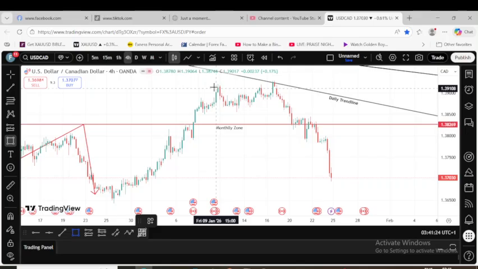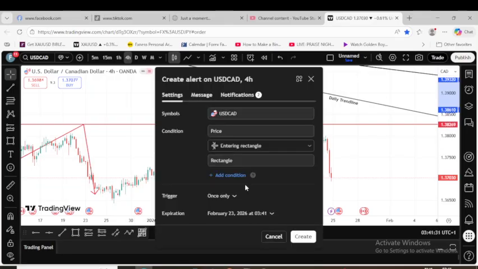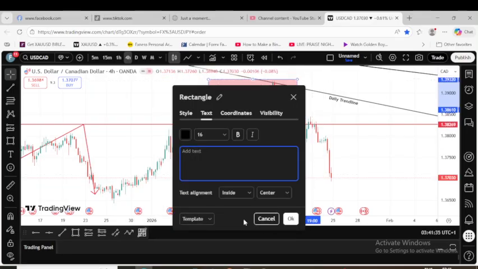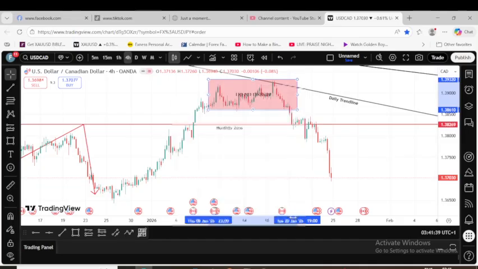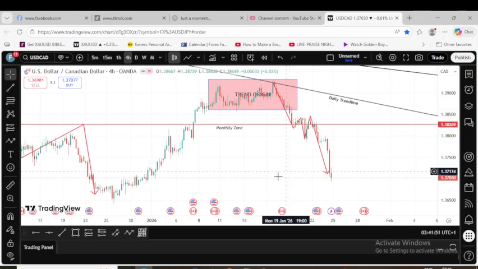The only thing is I prefer to mark out my trend origin on the daily time frame, because I believe it's better to take note of the daily trend. So this is what we currently have here.